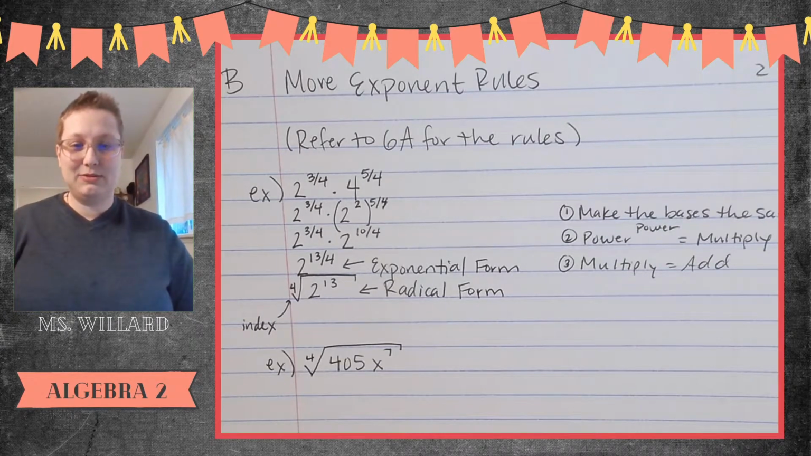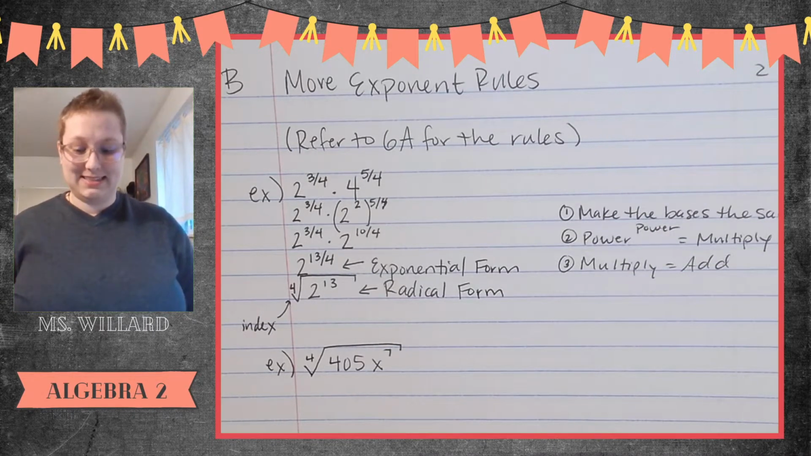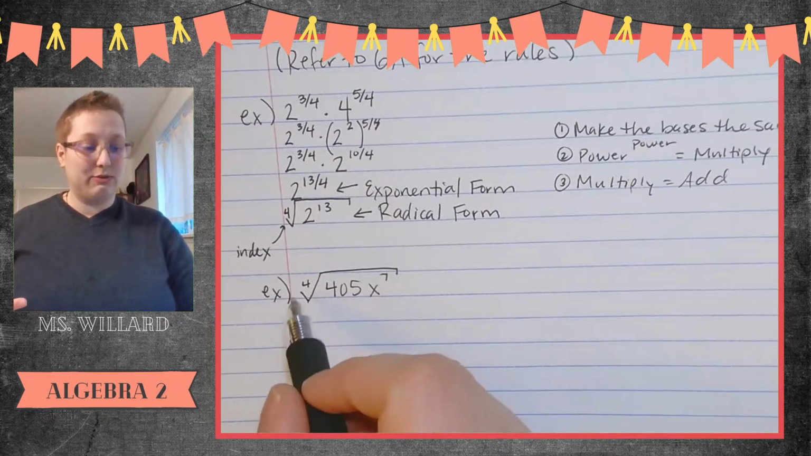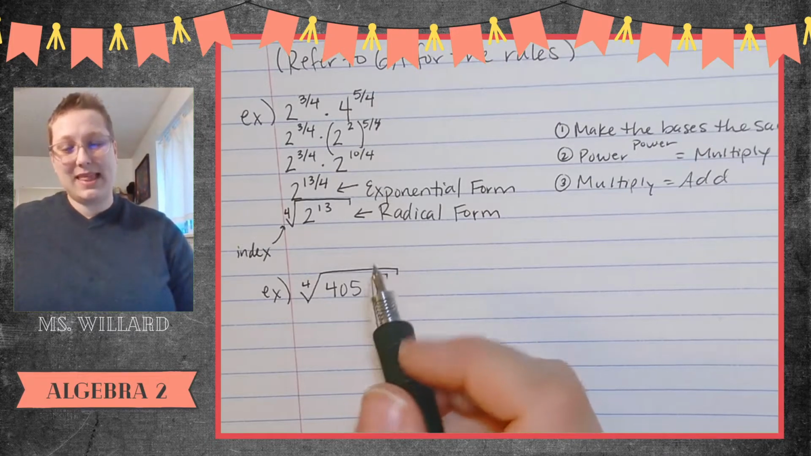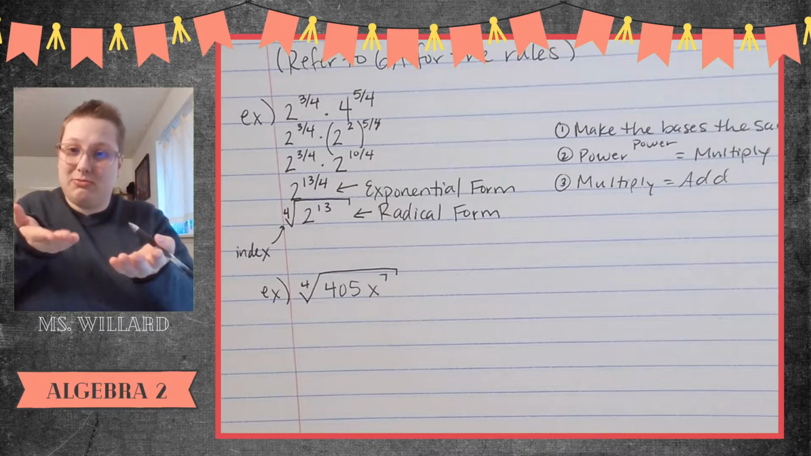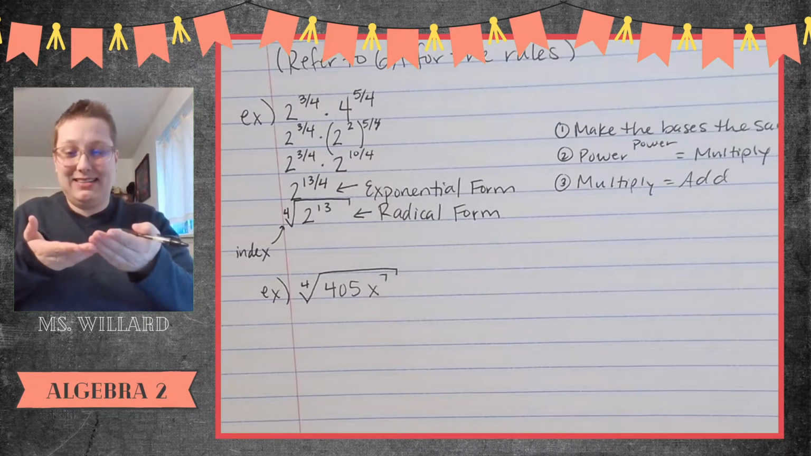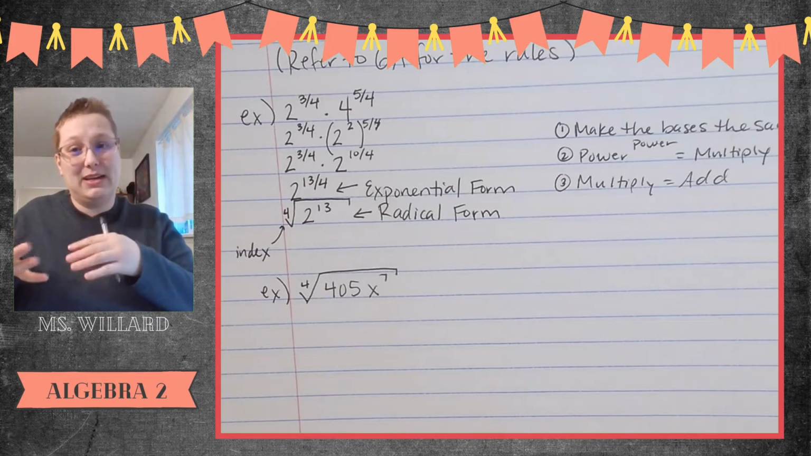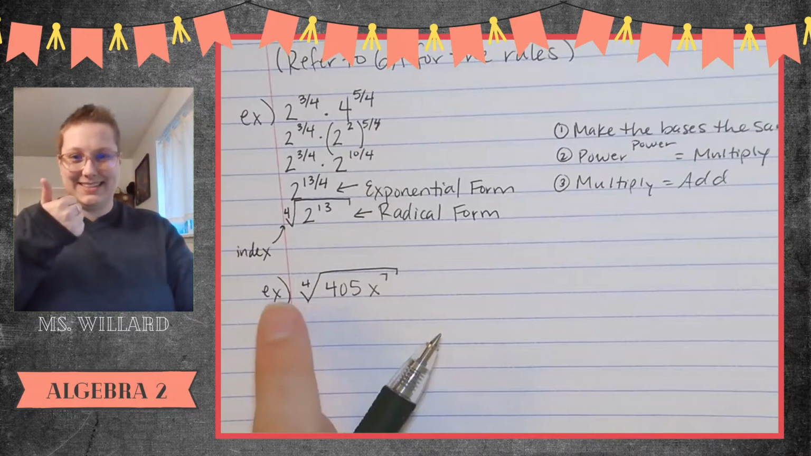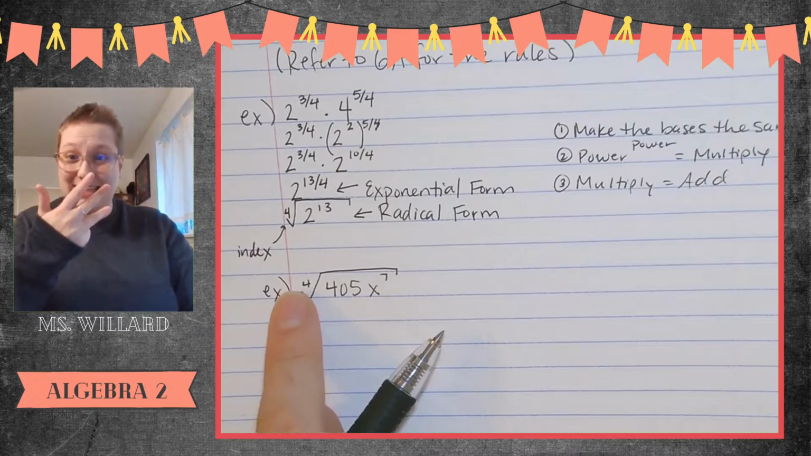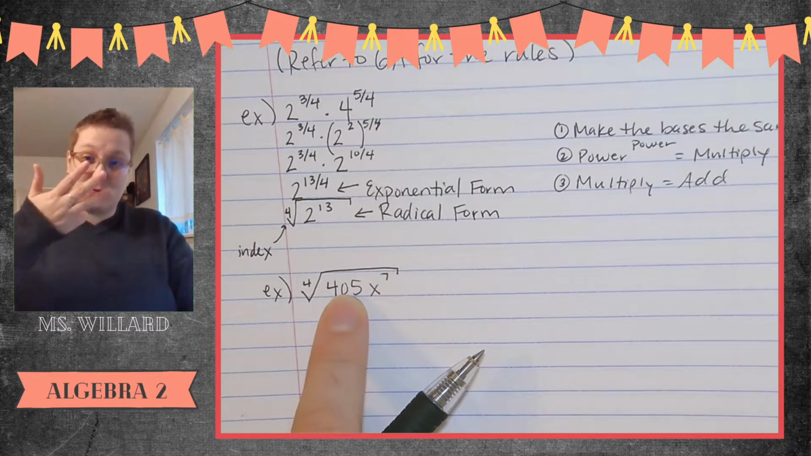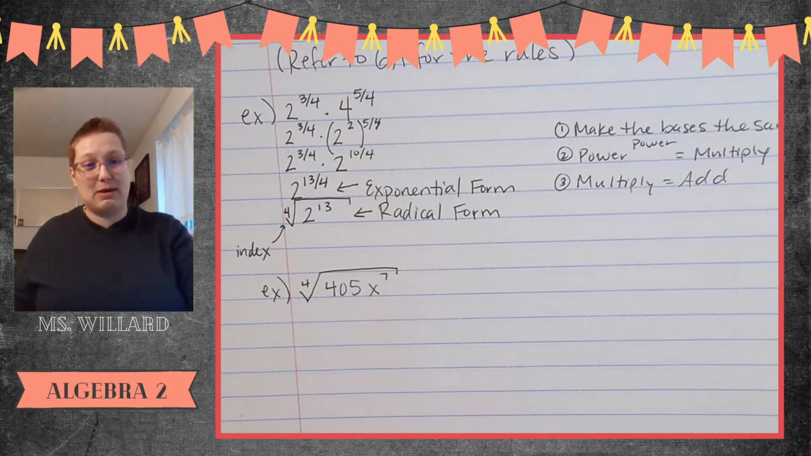All right, let's talk about the fourth root of 405x to the 7th. I want to simplify this, which means I want to do the square root, or the fourth root in this case, but I need to know what that means. Okay, so square roots mean something times something, right? 3 times 3 is 9, so the square root of 9 is 3 because 3 times 3 makes 9. Okay, so I'm trying to figure out what times what times what times what makes 405, and what times what times what times what makes x to the 7th. So let's talk about this.